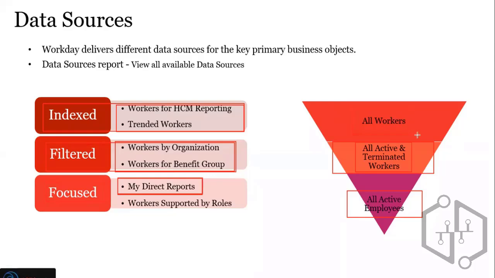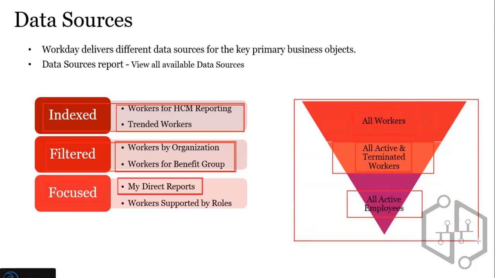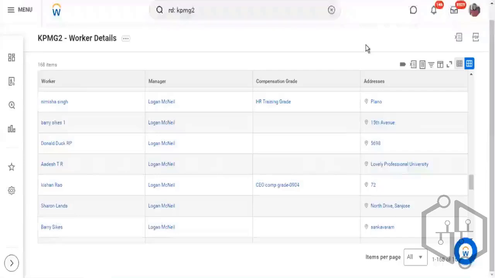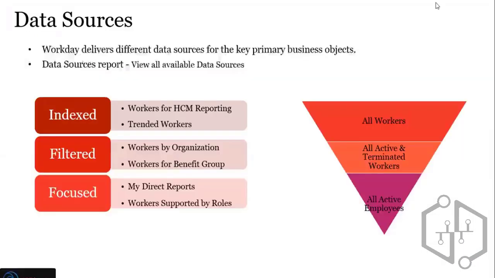And on top of that, all workers. So this includes all active workers, terminated workers, inactive workers, retirees, and so on and so forth. So you can build a report on any of these three data sources. But then based on your requirement, this is the most efficient report. Right? So always keep in mind what data you need, and based on that, decide what data source to select. All right. So the data source determines the rows of data that your report returns.